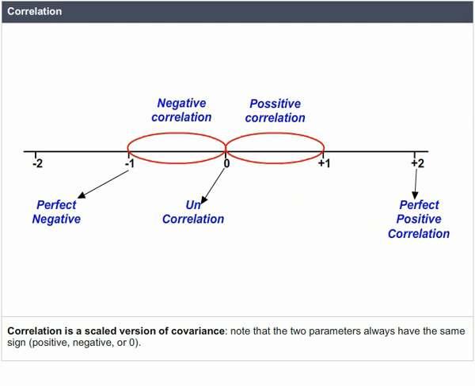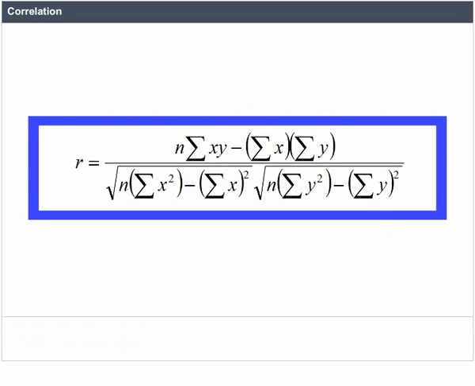Note that the two parameters always have the same sign: positive, negative or 0. R is equal to n into summation xy minus summation x into summation y, divided by the square root of n into summation x squared minus (summation x) whole squared, into the square root of n into summation y squared minus (summation y) whole squared.